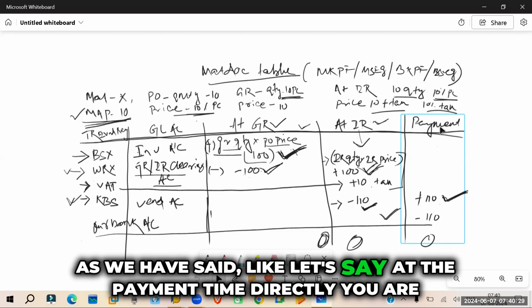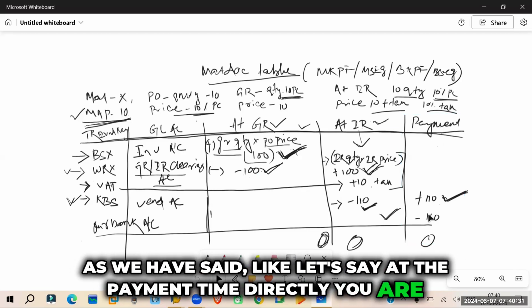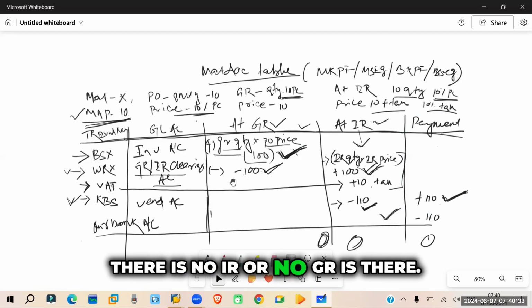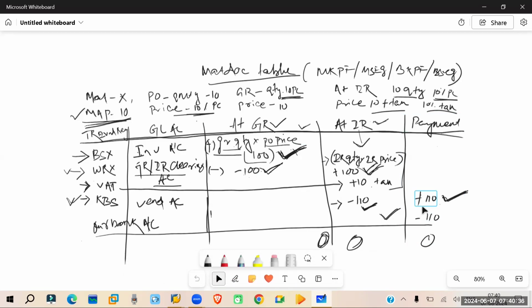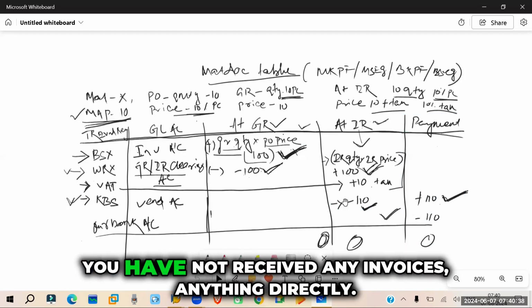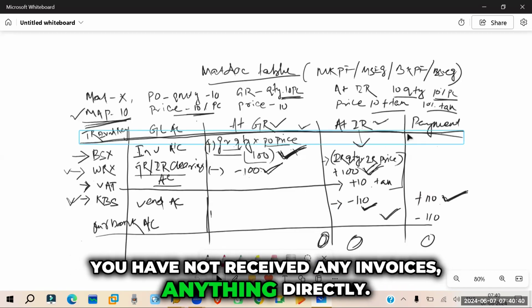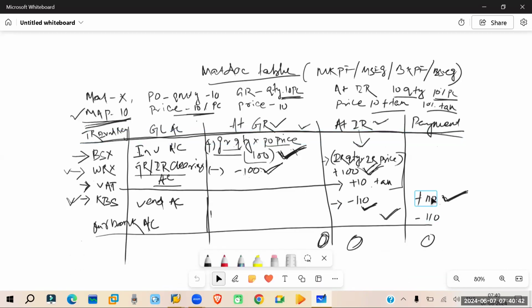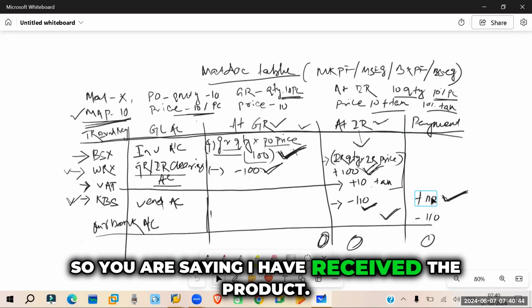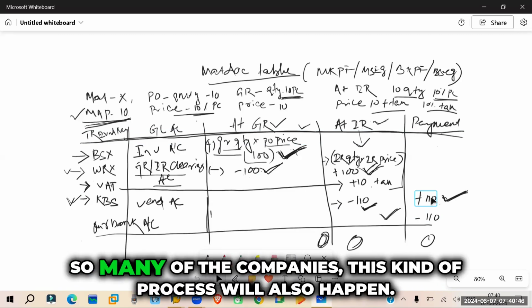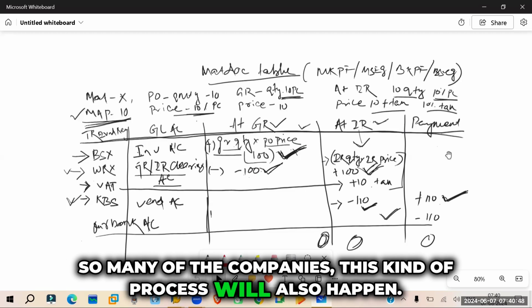As we have said, let's say at the payment time, directly you are going for a payment. There is no IR or no GR. So that is a fraud, right? You have not received anything, not any invoices, anything. Directly you are paying someone. Okay, so you are saying I have received the product. So that is a fraud. So in many companies, this kind of process also happens.